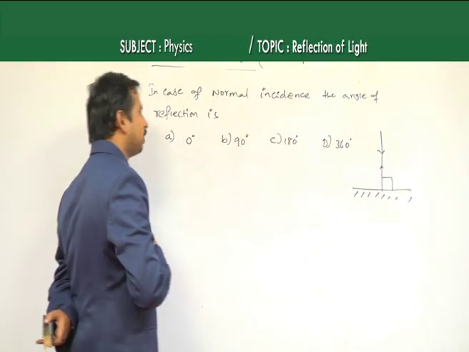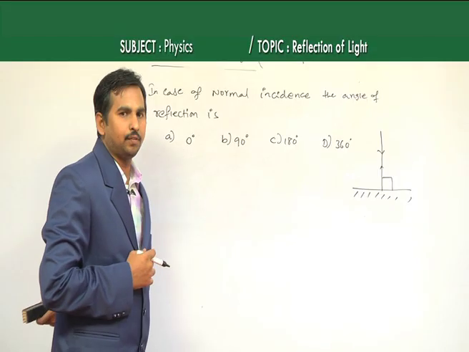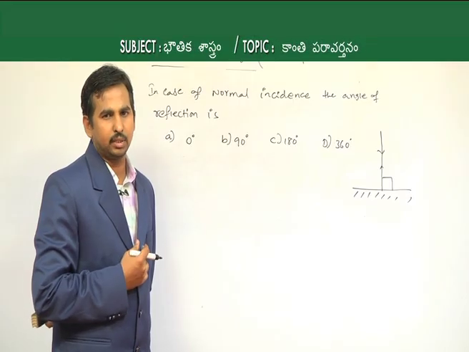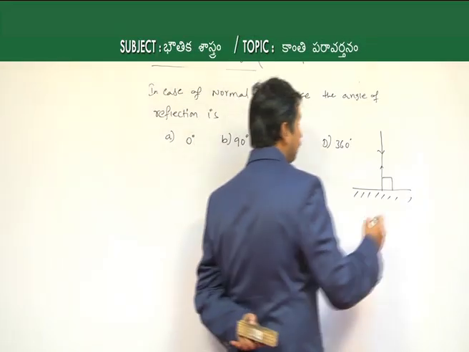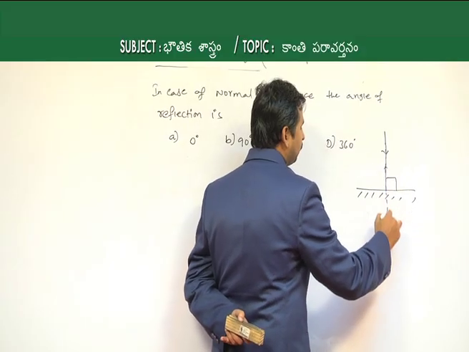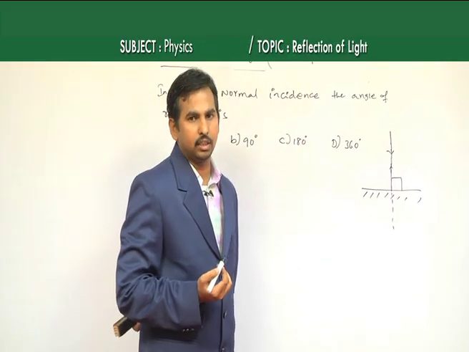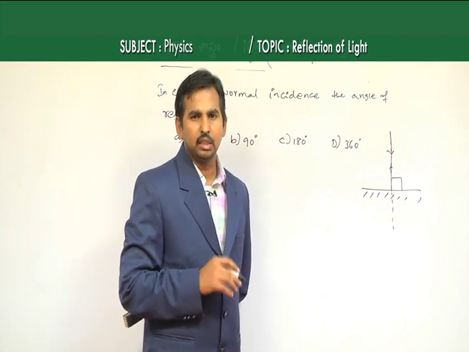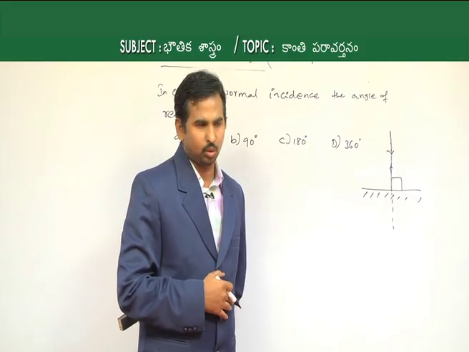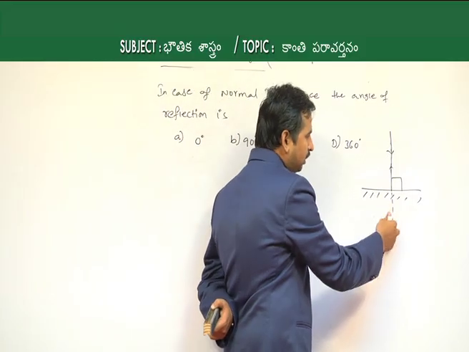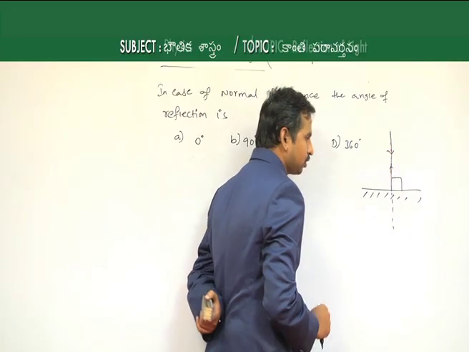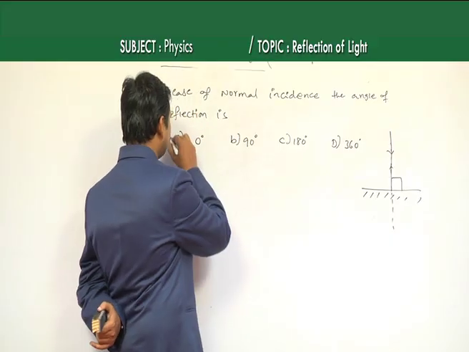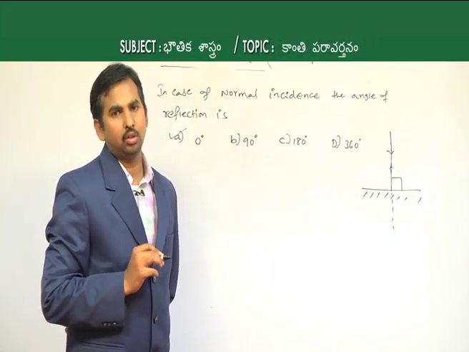Now, the question is, in case of this normal incidence, what is the angle of reflection? Angle of reflection is nothing but the angle between the normal and the reflected ray. As the reflected ray retraces back in the same path along the normal, the angle between them becomes 0, because that is our normal and that is also our reflected ray. So the angle between them is 0, which is equal to 0 degrees.